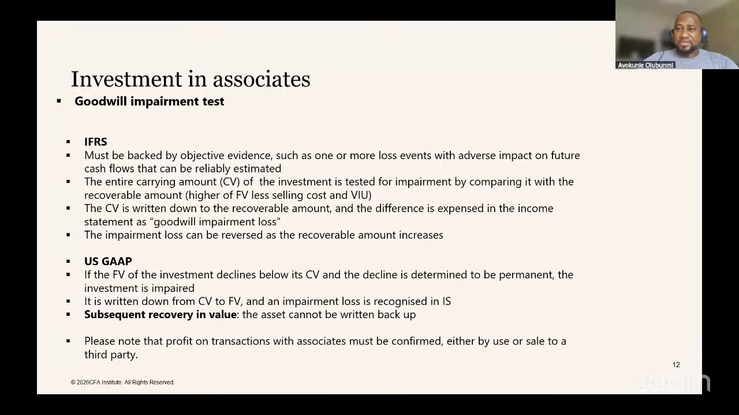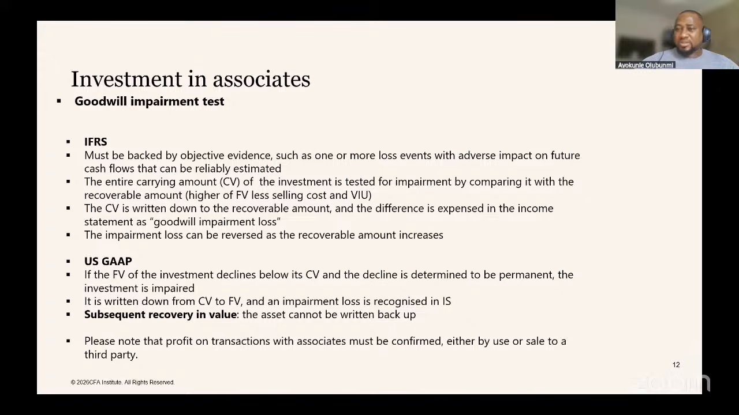Now, let's assume that the company is actually using US GAAP. The carrying value was 50, and let's assume that the fair value now, they don't call it recoverable amount in US GAAP. Please note that, you only use recoverable amount under IFRS. Assuming that the fair value now is 35, and at that point we assume that the decline is deemed to be permanent, we will expense the 15 million as goodwill impairment charge.